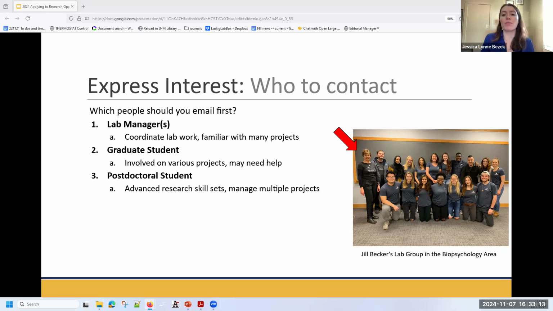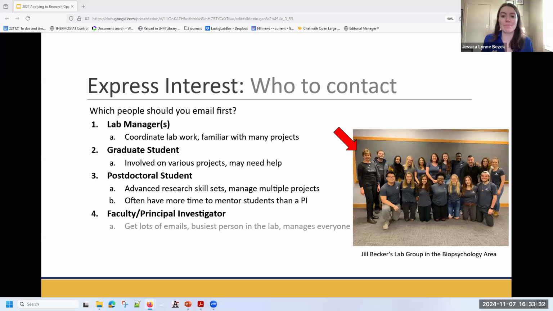Postdoctoral students are basically individuals who have received their PhD and are now somewhere in between graduate student and principal investigator. So they are going to have these advanced research skills. They're going to be managing projects, but they oftentimes have more time to mentor because they're not the one solely responsible for the lab. And then finally, there's the faculty member or the principal investigator. They are the busiest person. They are responsible for everyone, and so they get a lot of emails.